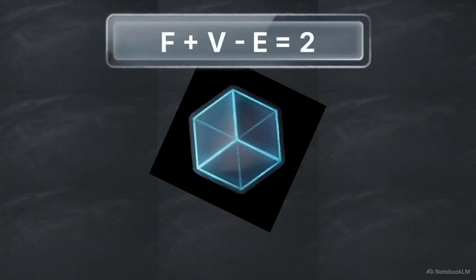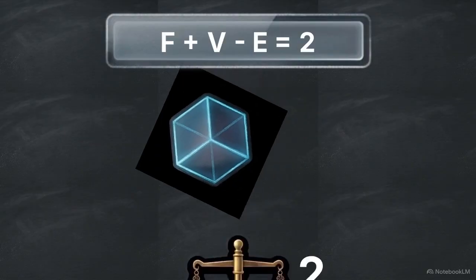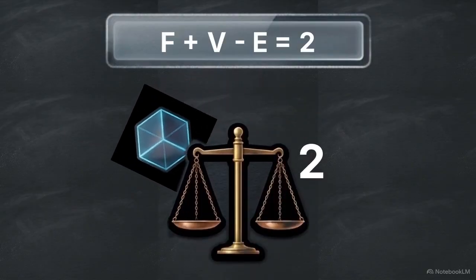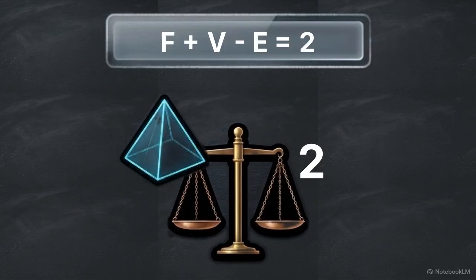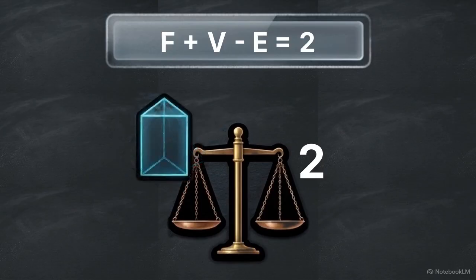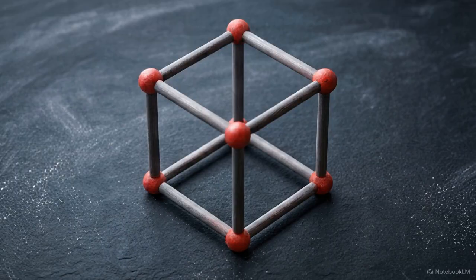By tallying those three variables, you can plug them into Euler's formula: faces plus vertices minus edges. If you've mapped your shape correctly, the physical geometry will always balance out to exactly 2. Let's test this methodology on a standard baseline shape, the cube.